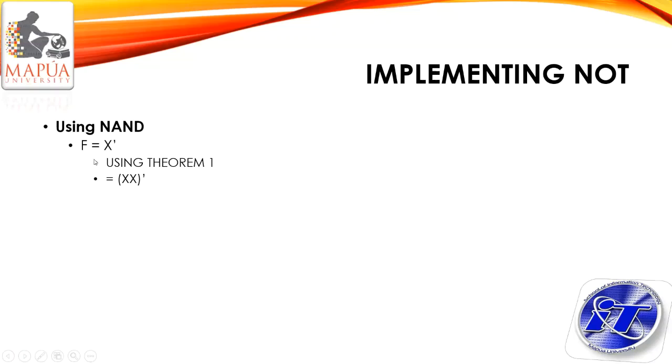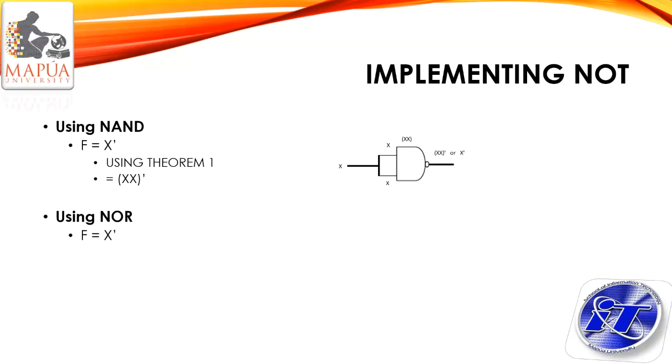So therefore, we could implement NOT through NAND using this equation. So this will be our circuit. One source x going to the two inputs of the NAND gate. So x, x, then AND xx, NOT, negation of xx, or basically x NOT. Okay? How about NOR? Same concept.